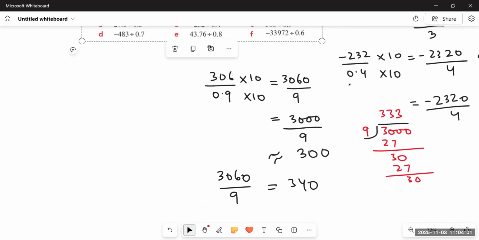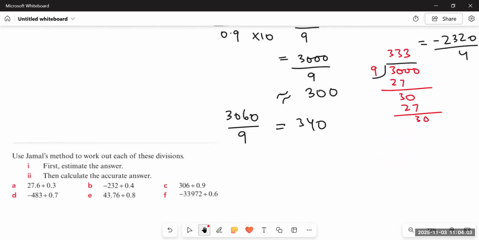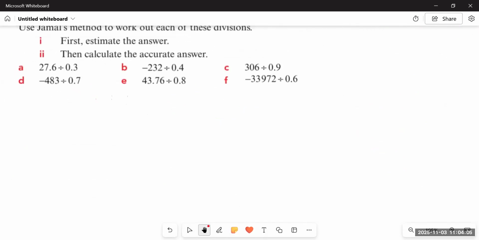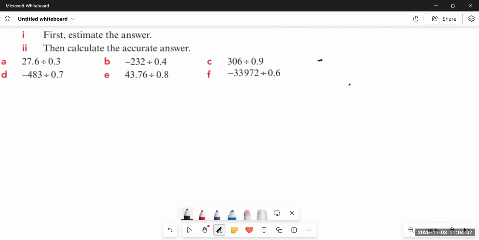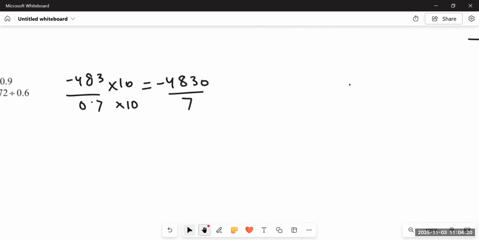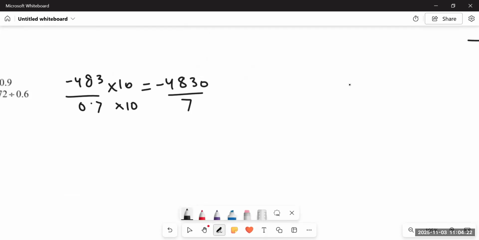Okay, students, this is how we are supposed to do these questions. The next one is minus 483 over 0.7. First, we'll multiply both of them by 10. So this would become minus 4830 over 7. And then we will estimate it. So this would become minus 5000 over 7.